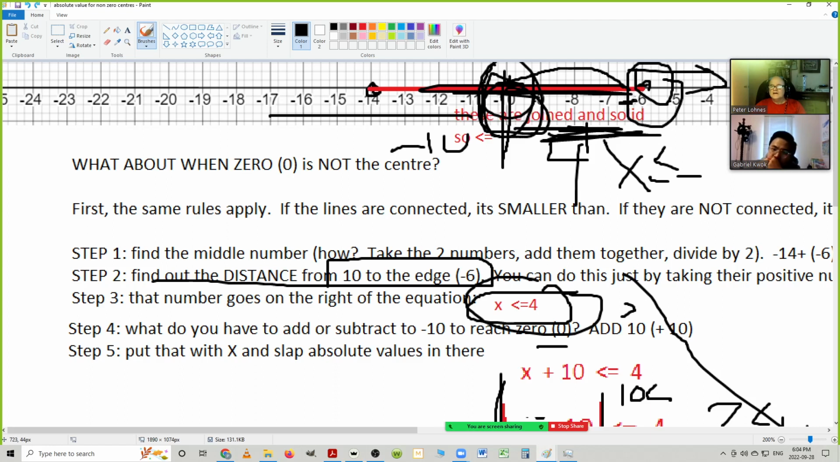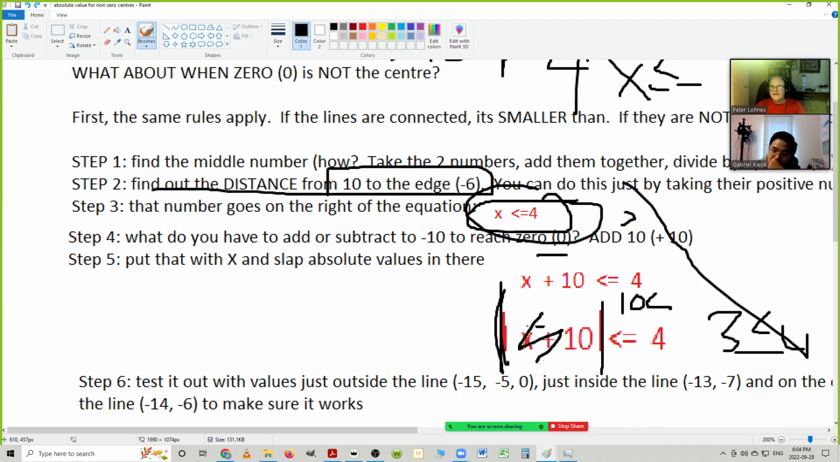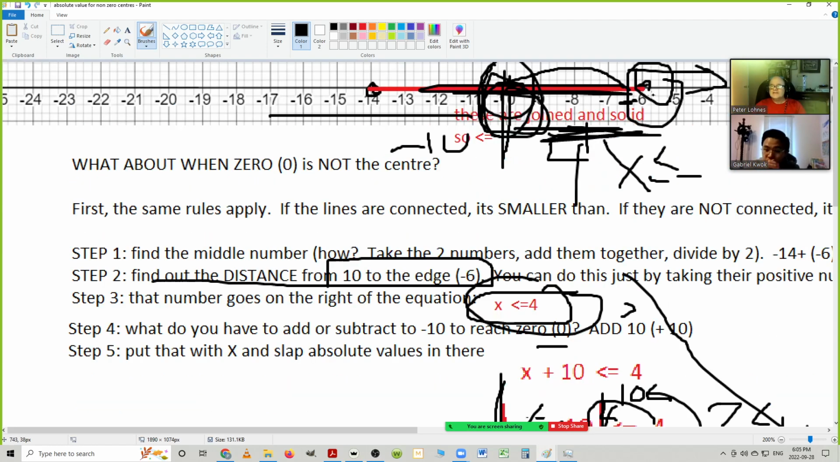Minus 6. Okay, so put it in there. What's minus 6 plus 10? 4. And 4 absolute valued is 4. Is it smaller or equal to 4? Yes, it is. Which is why it's a solid line.